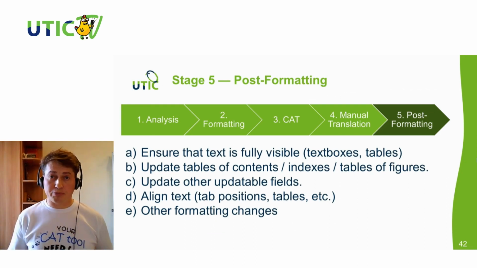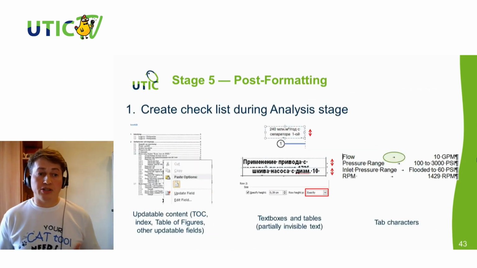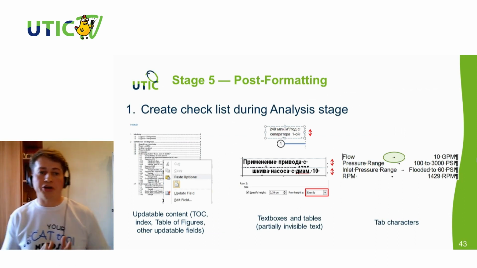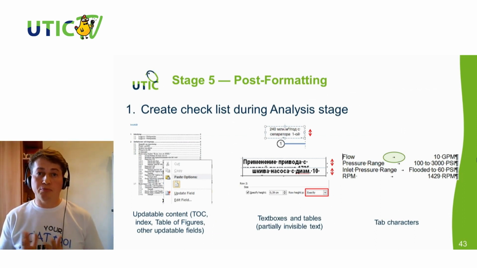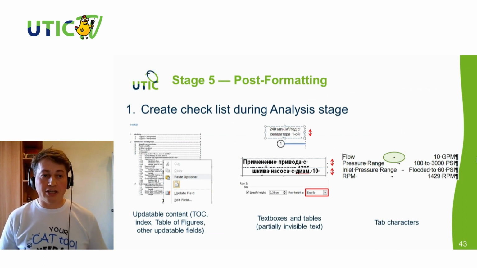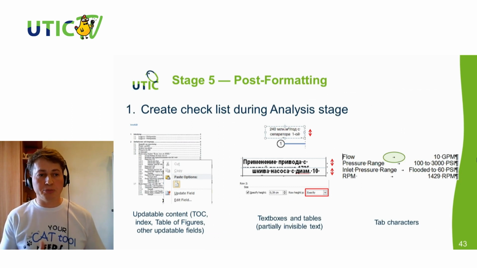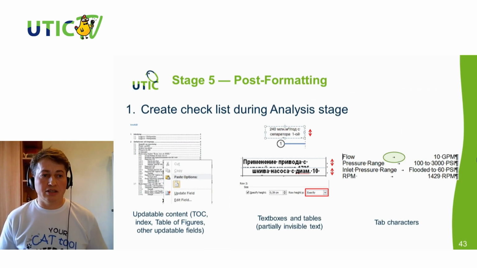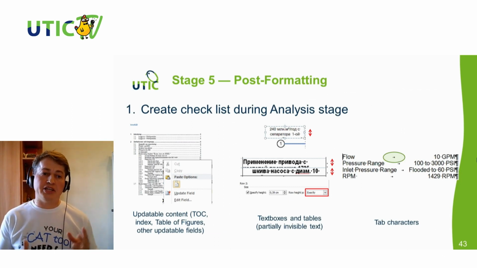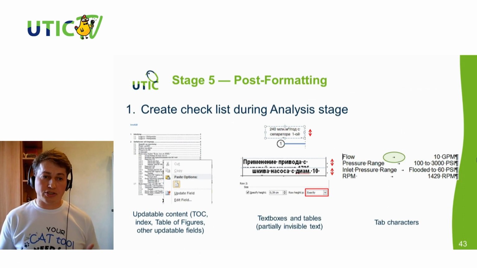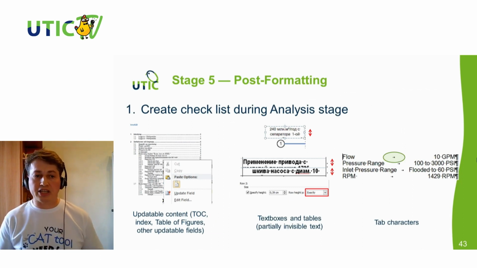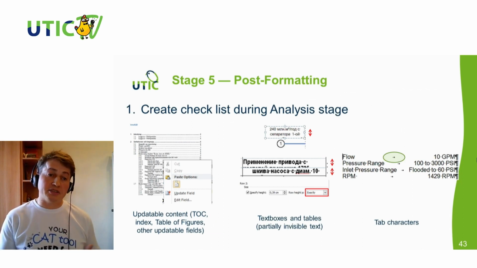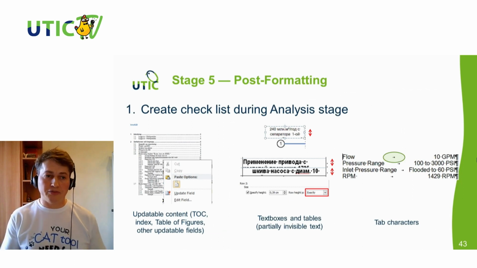So, how can you speed up this process? First, when you perform document analysis, create a checklist for the final post-formatting stage. In this checklist, take note whether the document contains tables of contents, indexes, and other updatable fields. Also note whether it contains tables and text boxes, because when the text expands after translation, some text may become partially invisible in those elements.